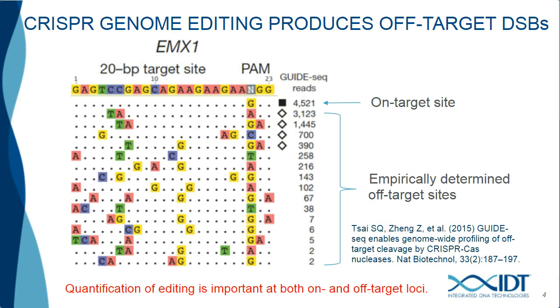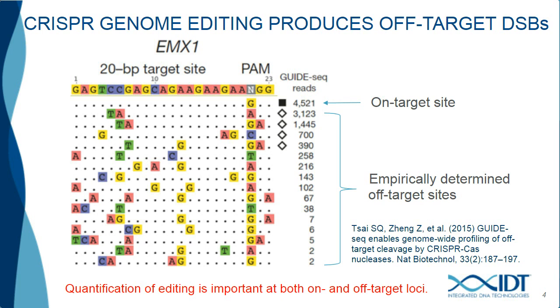However, a key finding of CRISPR genome editing, like many other oligotherapeutics, is that the targeting of these enzymes is imperfect and may induce off-target unintended double-strand breaks at similar genomic loci. Here you can see the output of an empirical off-target nomination tool, GuideSeq, for a guide targeting the EMX1 gene. The number of reads in this workflow generally corresponds to the prevalence of these off-target editing events. Here you can see the on-target site with the most reads at the top, and some of the identified off-target loci and the respective mismatches to the targeting sequence shown below.